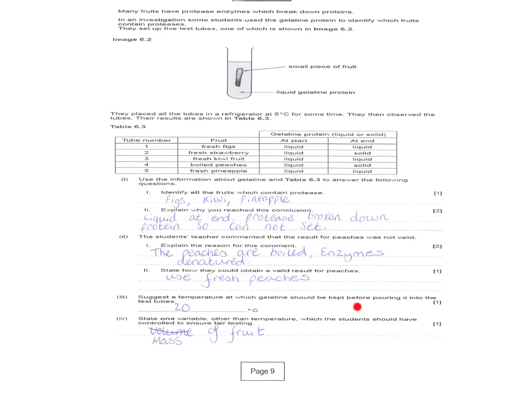You notice how these variable questions come up quite a lot. So another variable, another control variable. The mass of the fruit must be a big one. The temperature that you're using as well. Mass of the enzyme would be a good one. So there's lots of different things you could have written there.